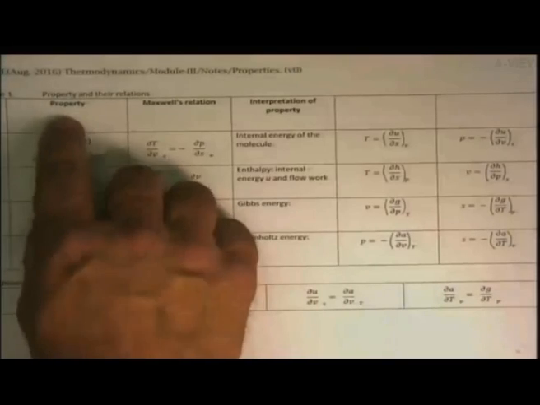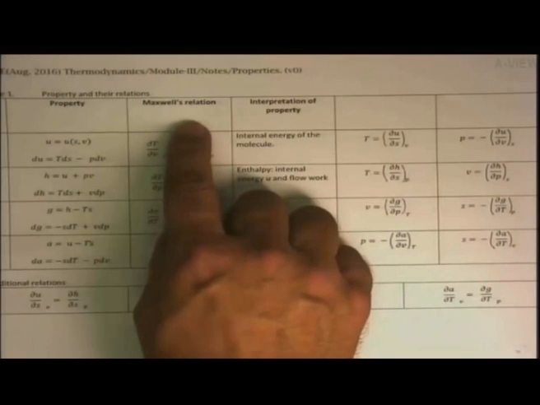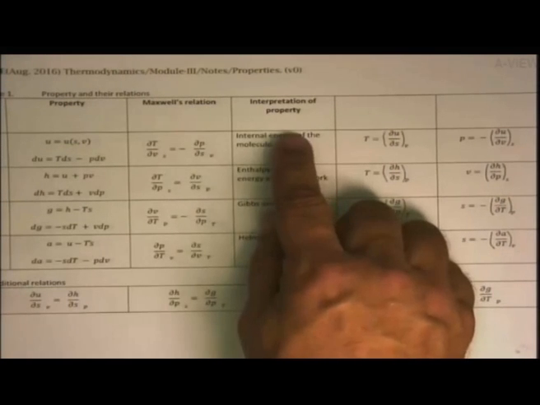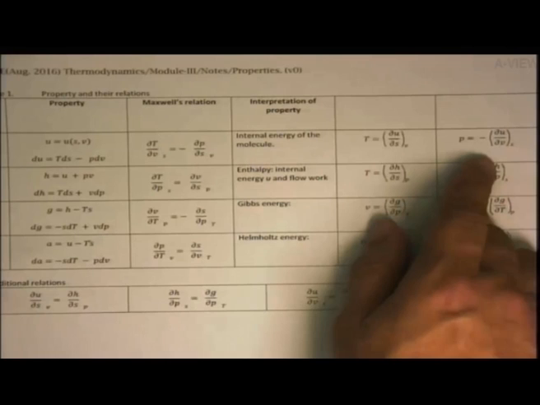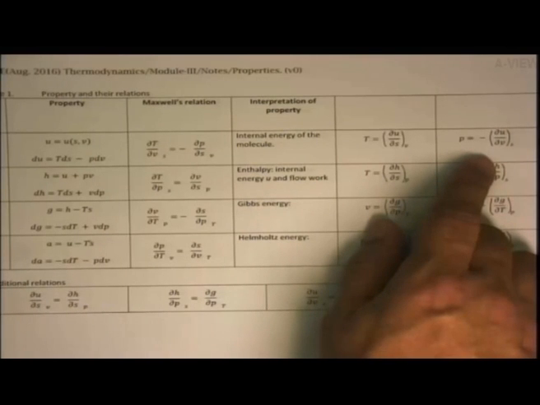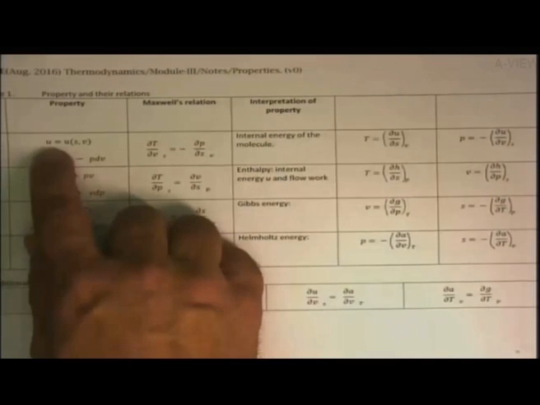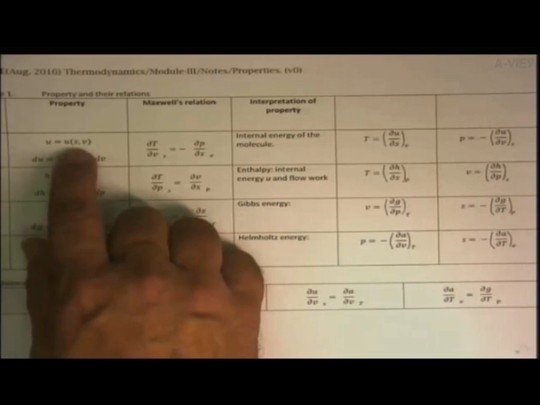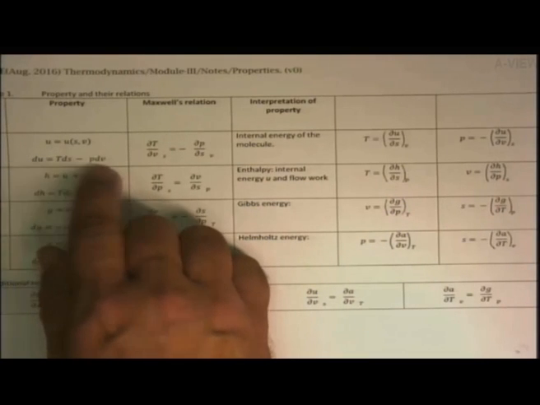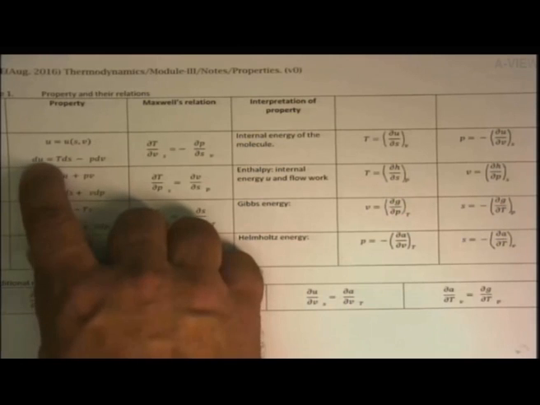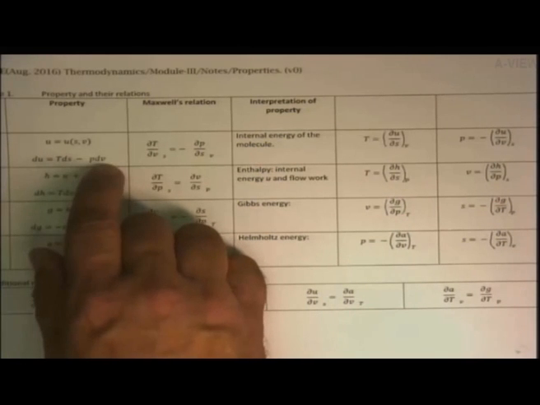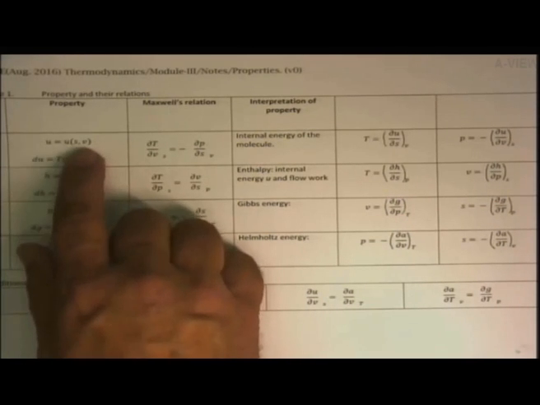So here is a table. This is a property, these are Maxwell's relations, the interpretation of that property, and what functions came out of this property. So on this side we start with U. U is a function of entropy and volume, because dU is TdS minus PdV, which means that U is a function of S and V. So that is U equal to U(S,V).